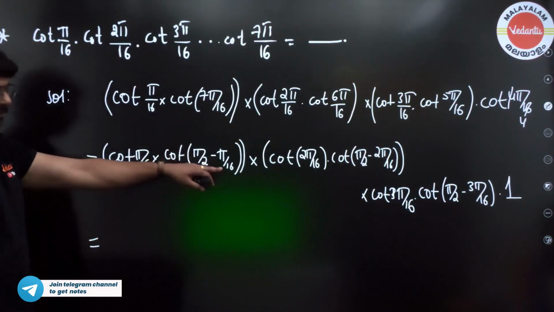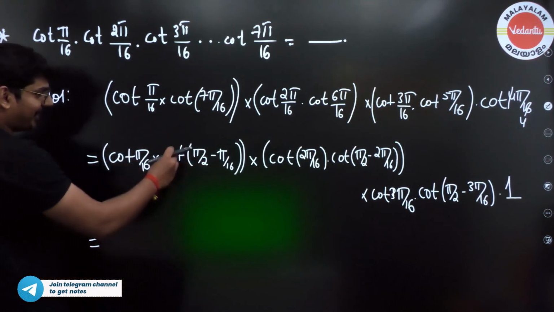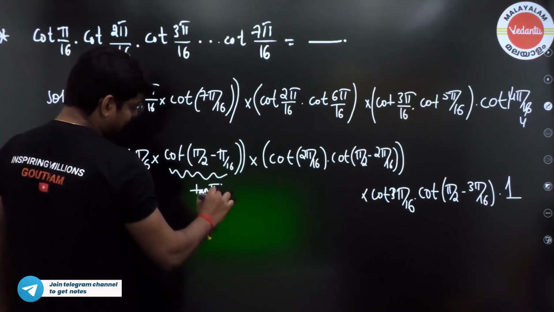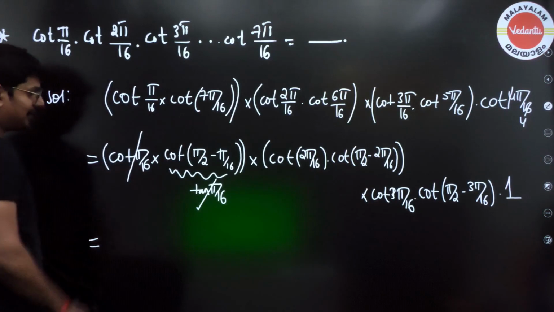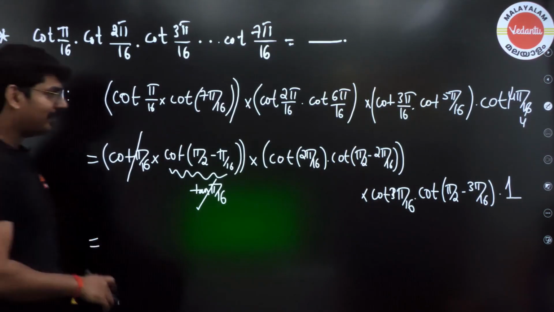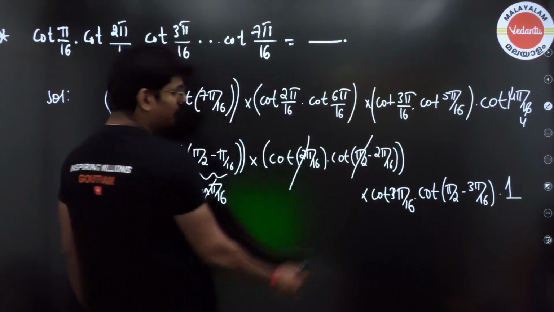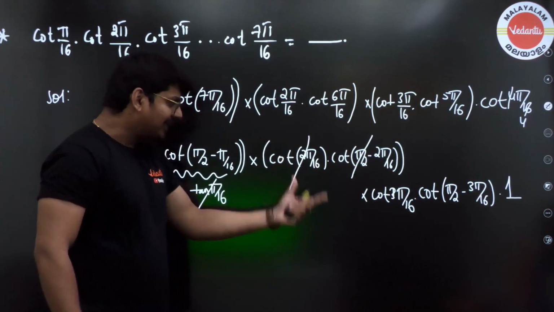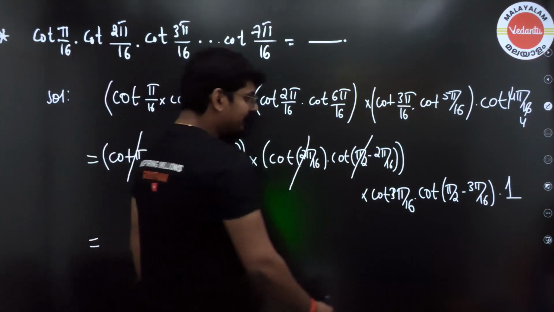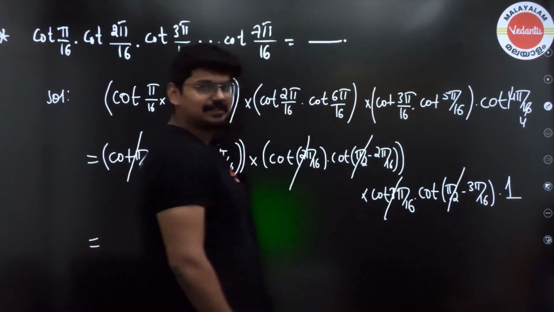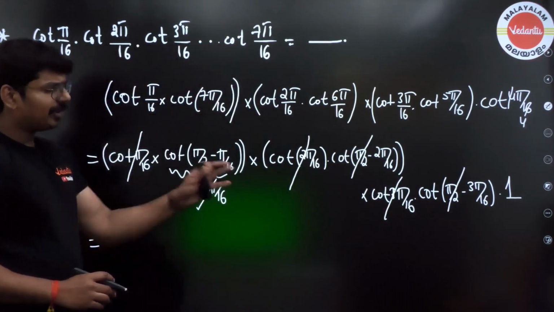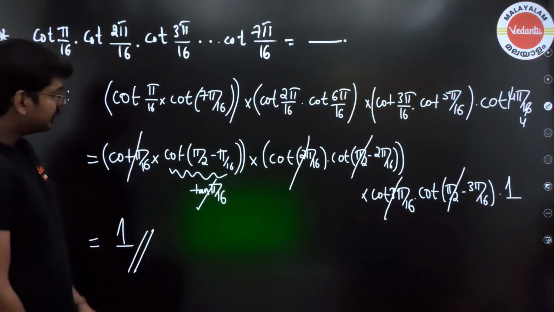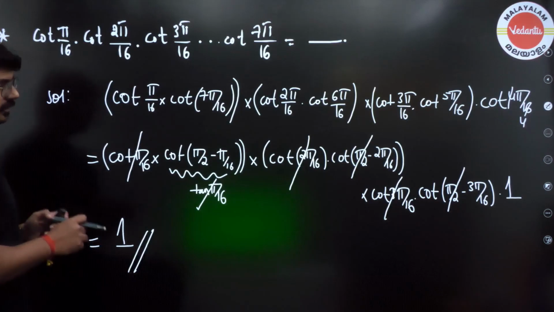This is cot of 90 minus theta, which is tan theta. Now tan pi by 16, so basically I can write it down here itself. This is tan pi by 16, and what is cot pi by 16 into tan pi by 16? That's 1. Similarly, the same thing is going to happen here as well. This is going to become tan 2 pi by 16, and tan 2 pi by 16 into cot 2 pi by 16 is again 1. Similarly, this term and this term are going to get cancelled. So I'm getting 1 into 1 into 1 into 1. So what is the final result of this? That is simply going to become 1. So I hope this question is clear for all the students out there.